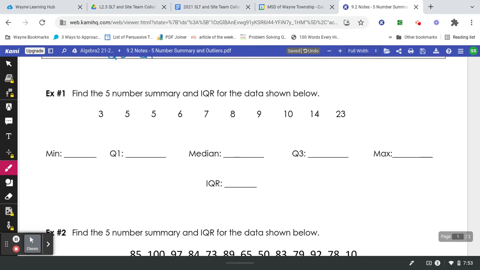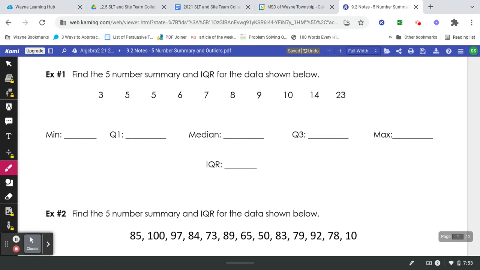All right, example number 1, the numbers are already in order for us. They do have to be in order to be able to do this. So minimum is a 3, maximum is a 23. And then to find the median, you just need the same amount of numbers at the top and the bottom. So I kind of will mark them off one at a time until I get to this middle one.